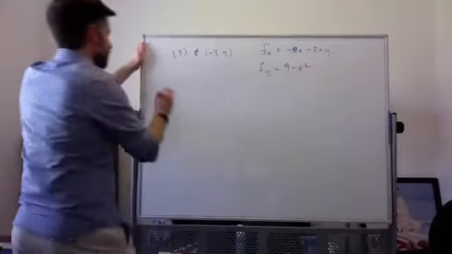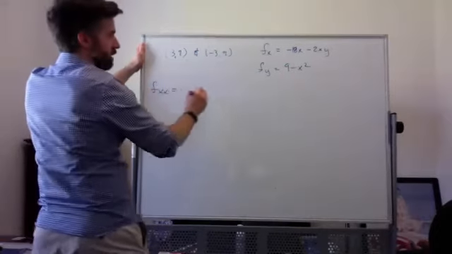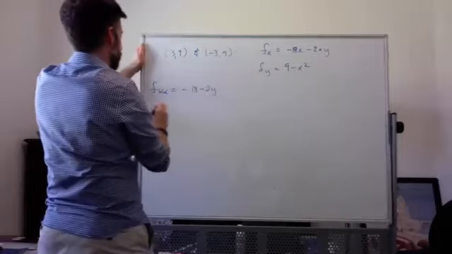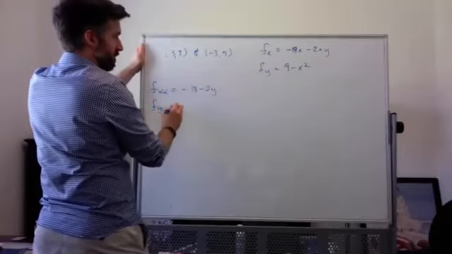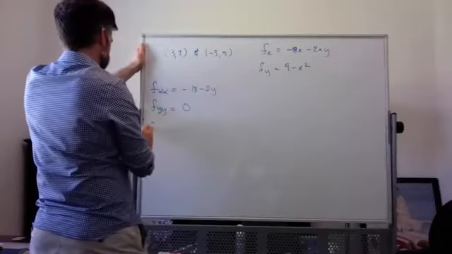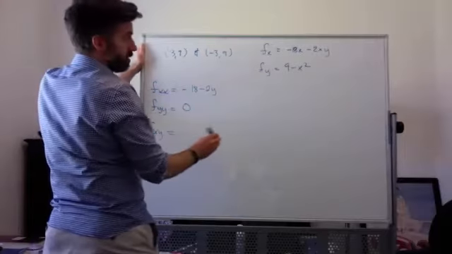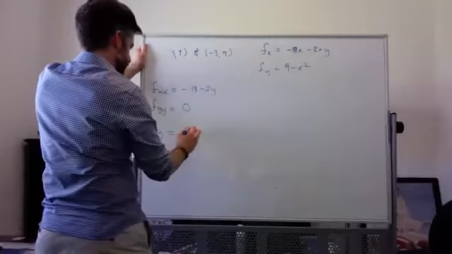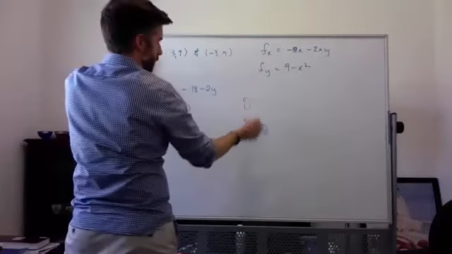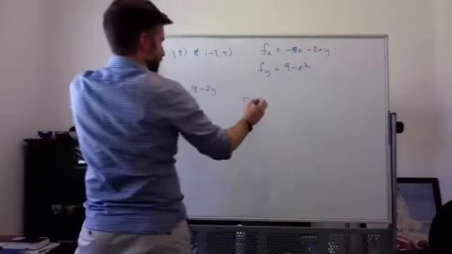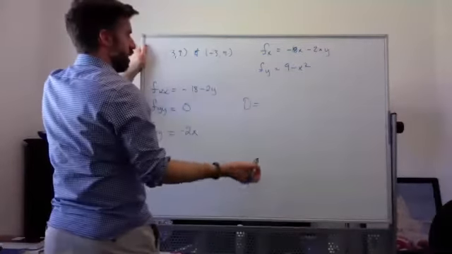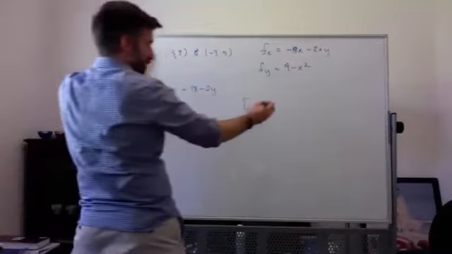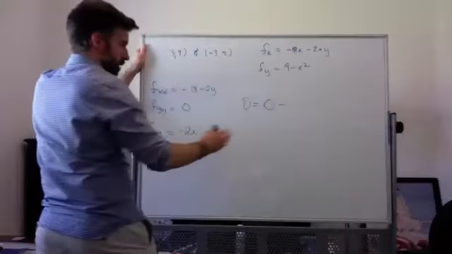Okay. So then fxx is going to be negative 18 minus 2y. fyy is going to be 0. And fxy is going to be negative 2x. So then capital D is going to be this times this, which is 0, minus this squared.